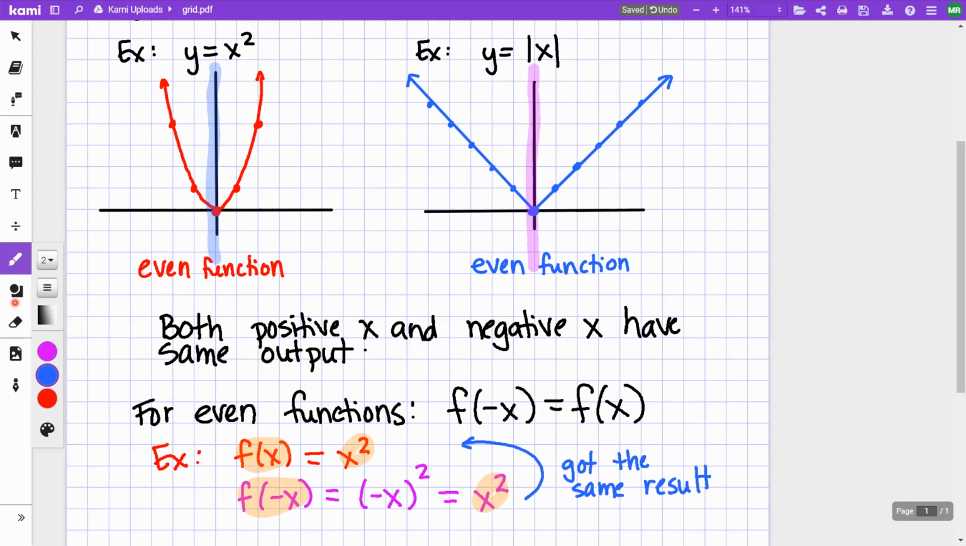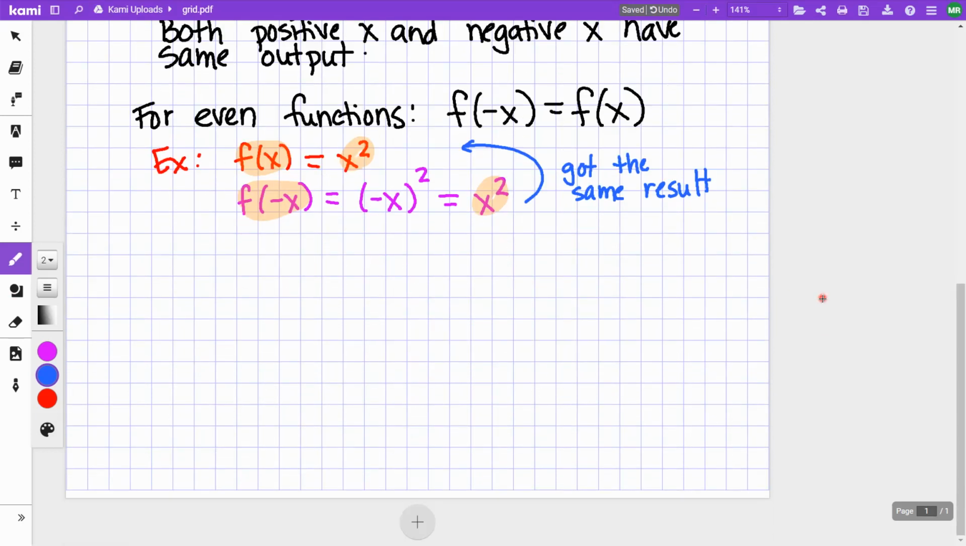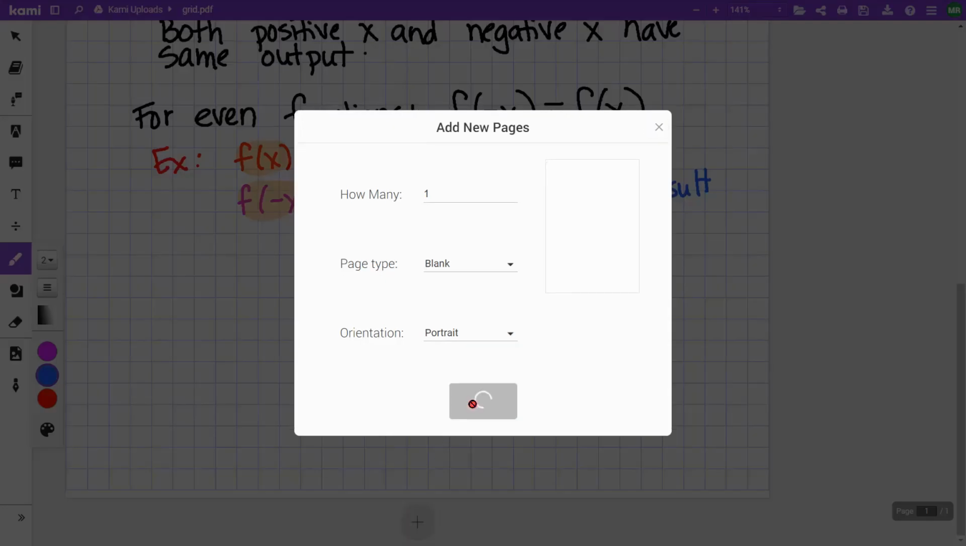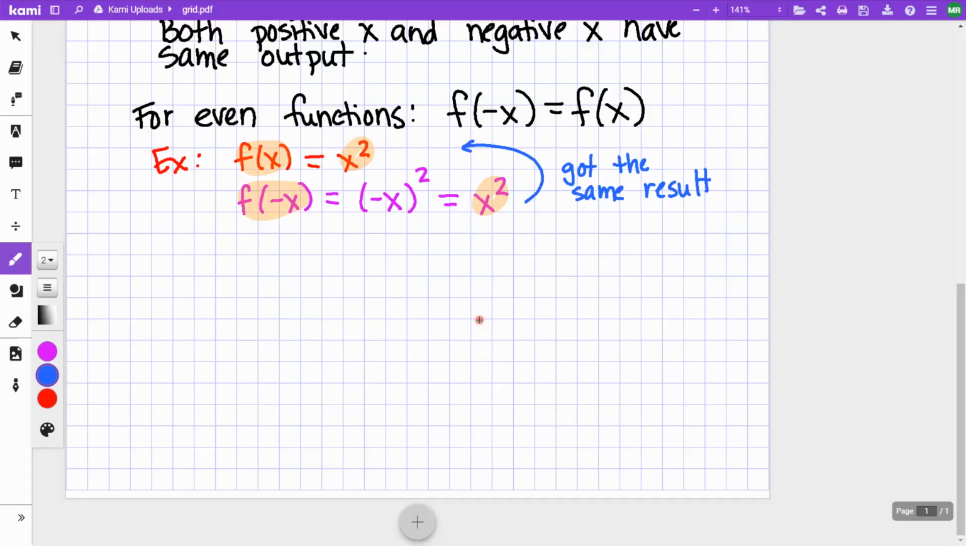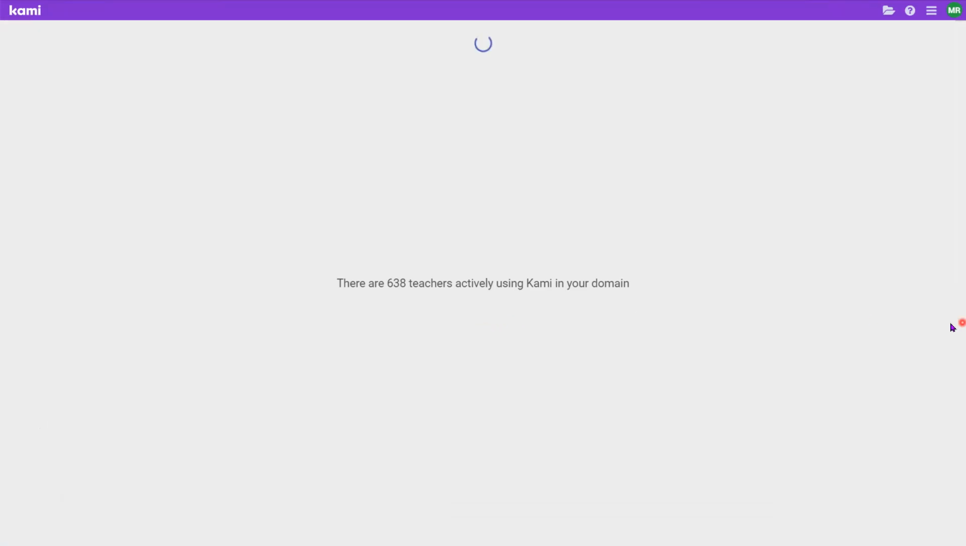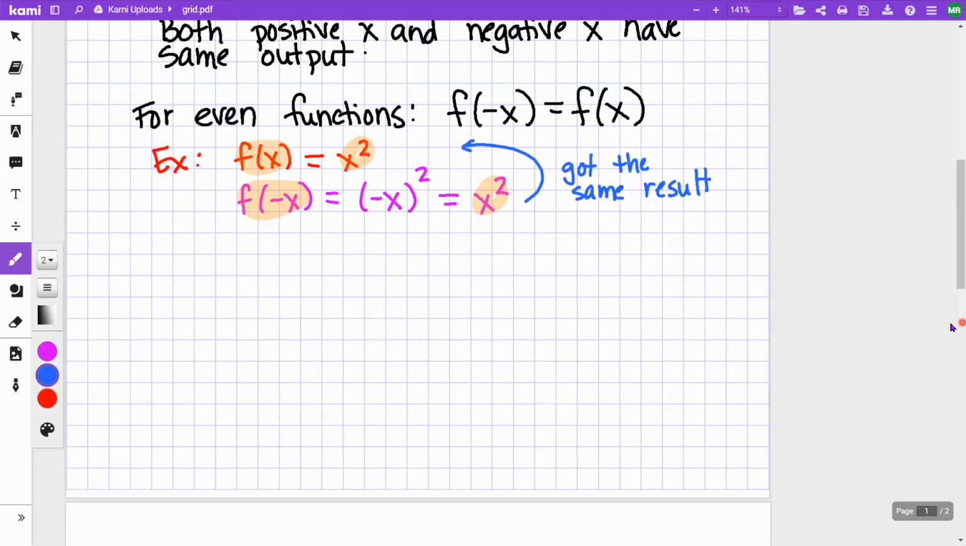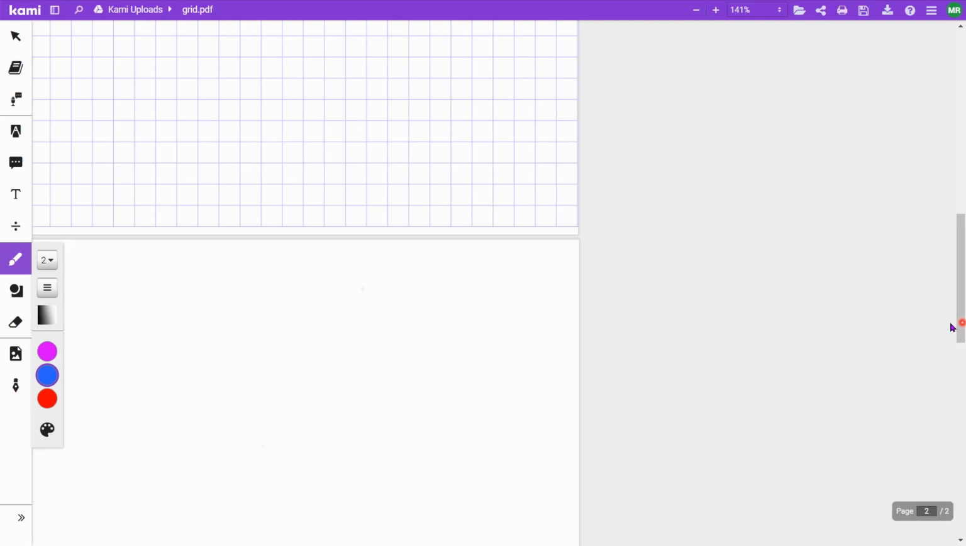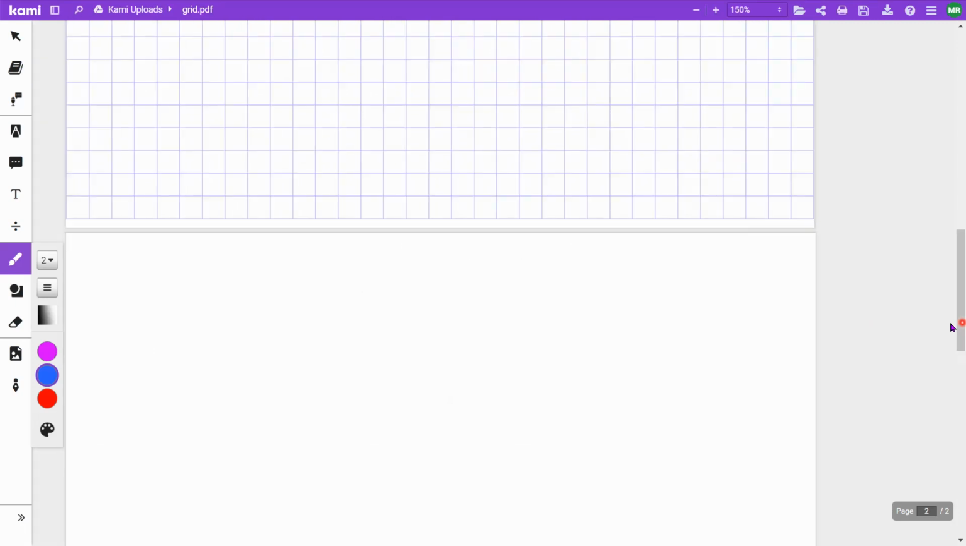Now, an odd function, okay, an odd function, I'm going to add a page. I meant to add graph paper. Hold on, let me add a graph.